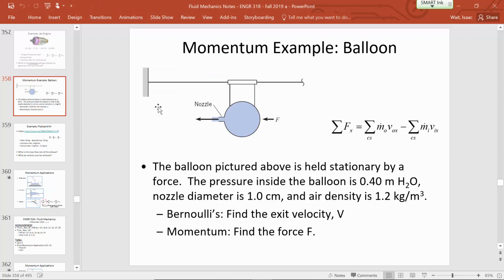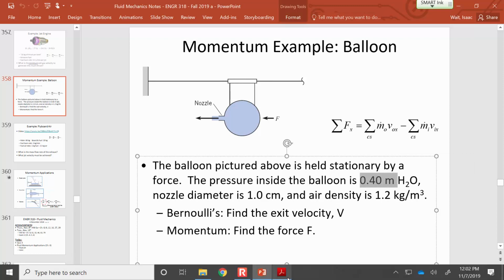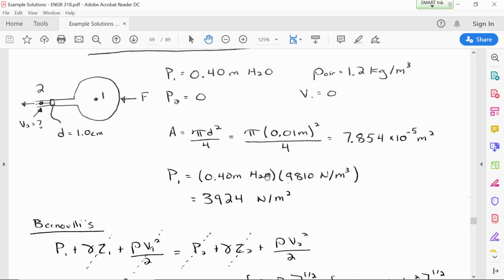Okay, so they've given us the pressure in the balloon in some weird way, these depth of water units. So the first thing that we do in the calculations is convert those depth of water units into the pressure that we can actually substitute into the Bernoulli equation. So that turns out to be 3924 newtons per meter squared. I also did these incidental calculations at the beginning here for the cross-sectional area of that nozzle that the air is flowing through. If it's 1 centimeter, then that's 0.01 meters, and we get the cross-sectional area of the orifice that the air is coming out of.